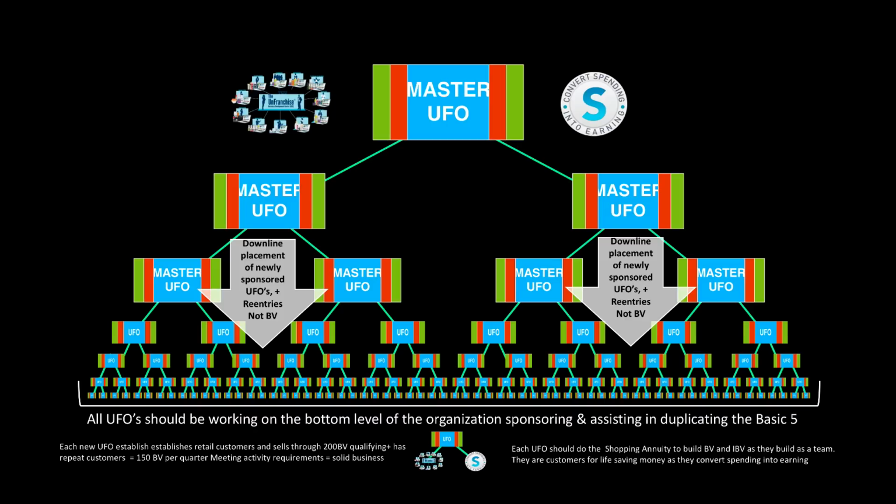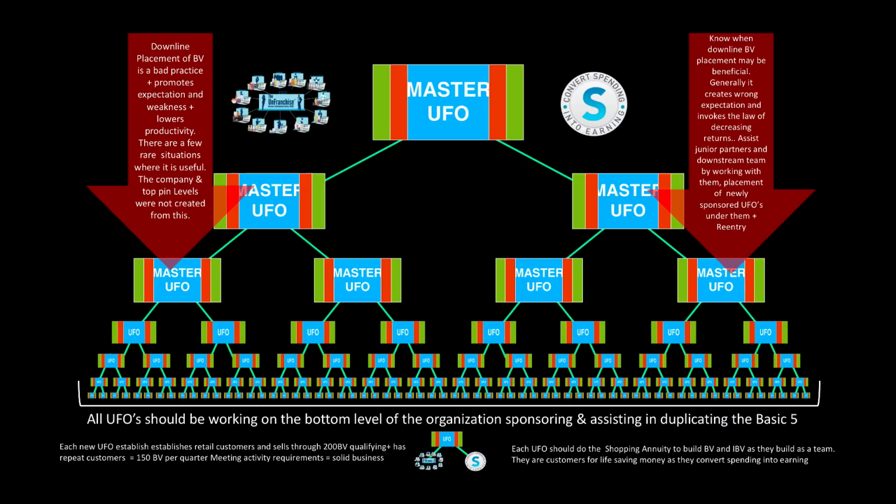So downline placement of newly sponsored UFOs and reentries, not BV, is really what downline placement always was. Really don't know where this thing came from, but downline placement of BV is a bad practice and promotes expectation and weakness and lowers the productivity. You know, there's a few rare situations that I'll go over where it's useful. And the company in the top 10 levels were not created from this type of activity, placing volume downline. They would sponsor downline. They would re-enter.